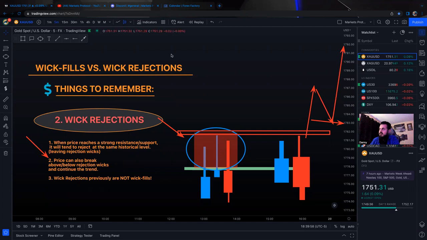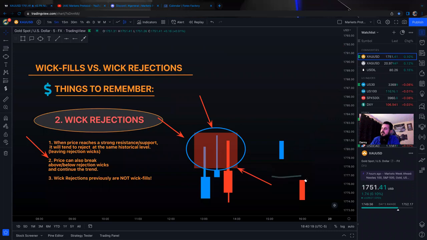But if price, let's say, comes near that area, closes above resistance near that area, you can wait for the candle not to break the high of the previous, but to break that zone completely. And sometimes even if it breaks the zone, it does not continue 90% of the time. So wick rejections are not wick fills. Just keep that in mind.